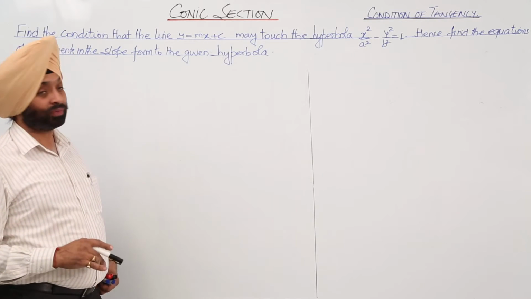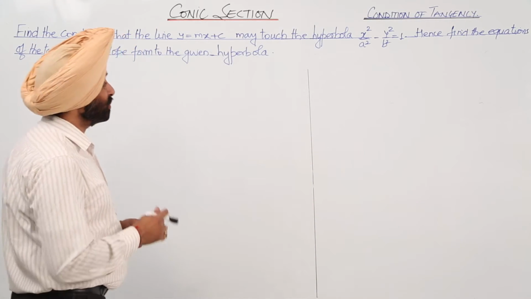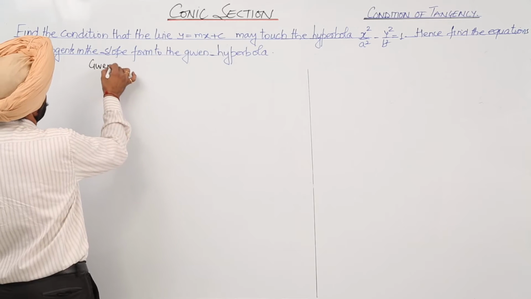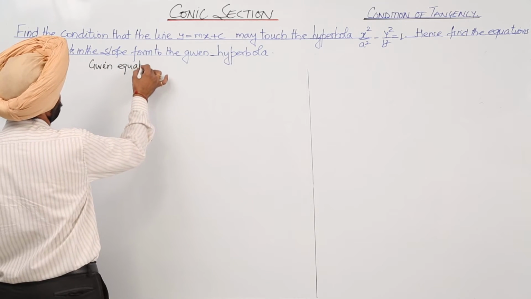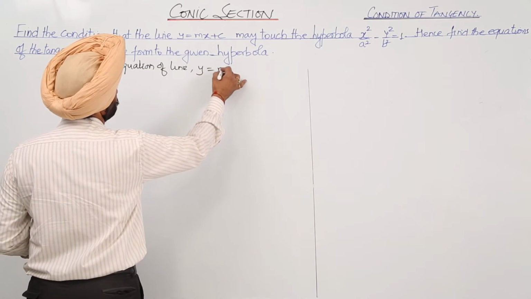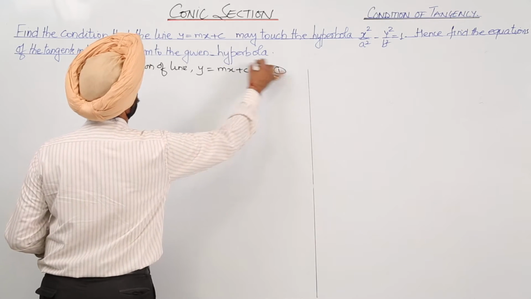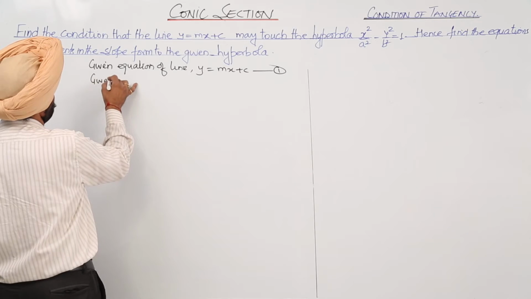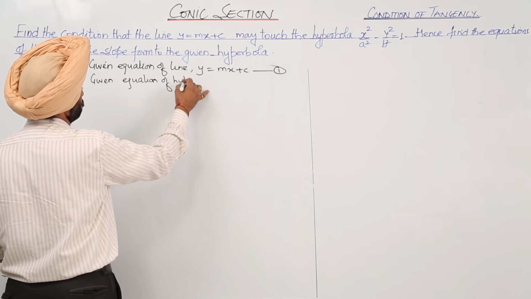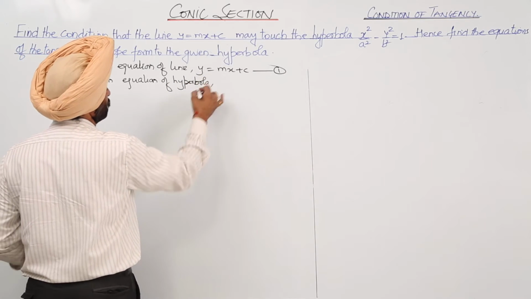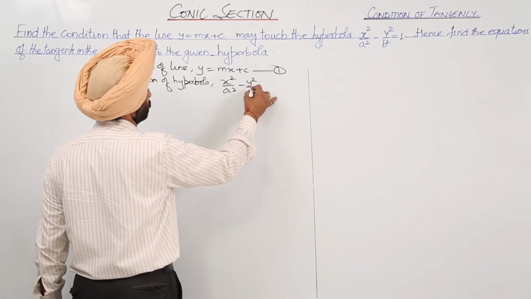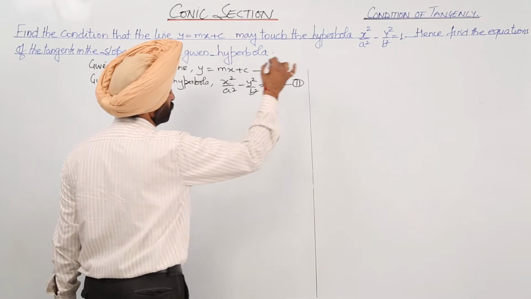Now let's find the condition of tangency for the hyperbola when the equation of a line is given to us. Given the equation of line y = mx + c, equation 1, and given the equation of hyperbola, that is x square upon a square minus y square upon b square is equal to 1, equation 2.